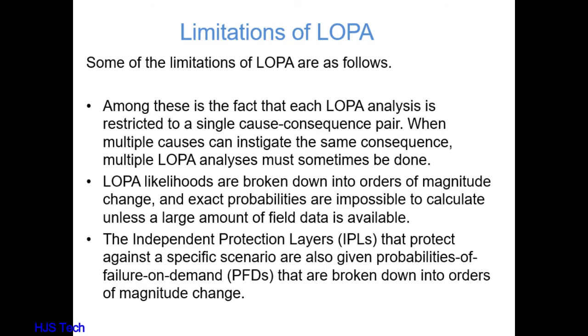Some of the shortcomings of LOPA are as follows. Among these is the fact that each LOPA analysis is restricted to a single cause-consequence pair. When multiple causes can instigate the same consequence, multiple LOPA analyses must sometimes be done. LOPA likelihoods are broken down into orders of magnitude change, and exact probabilities are impossible to calculate unless a large amount of field data is available. The independent protection layers (IPLs) that protect against a specific scenario are also given probabilities of failure on demand (PFDs) that are broken down into orders of magnitude change.